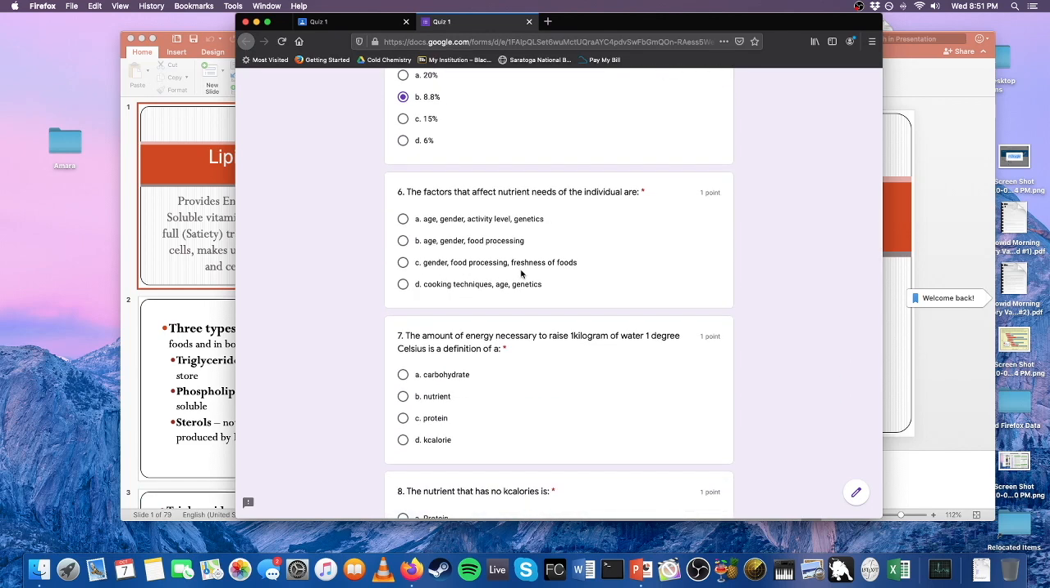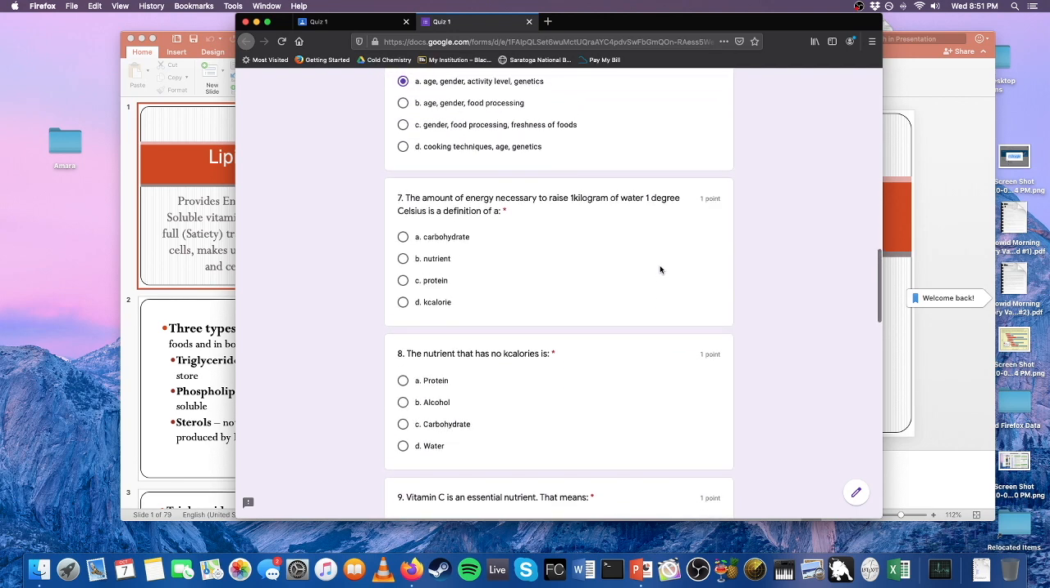Question 6. The factors that affect the nutrient needs of an individual are, we talked about this in class, generally we consider age, gender, activity level, and genetics to affect the nutrient needs of individuals. Food processing will tend to alter the nutrient content of food, but it doesn't change how much we need, nor does the freshness of food or cooking techniques. So it is A.